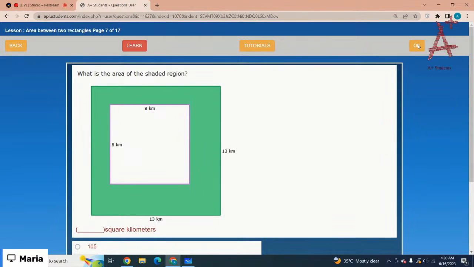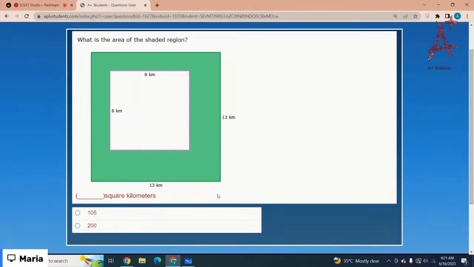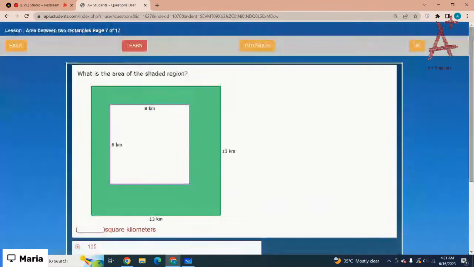Okay, so let's just calculate the area of the inner one. That would be 8 times 8, 64. Then the area of the outer one, that would be 13 times 13, 169. So just do 169 minus 64. So it would be 105. Got it?